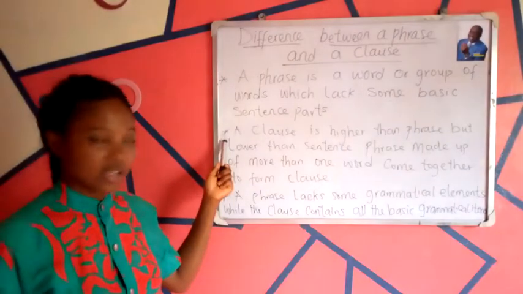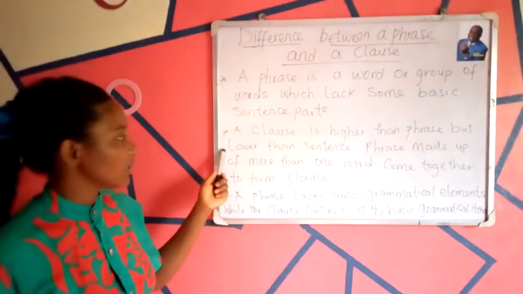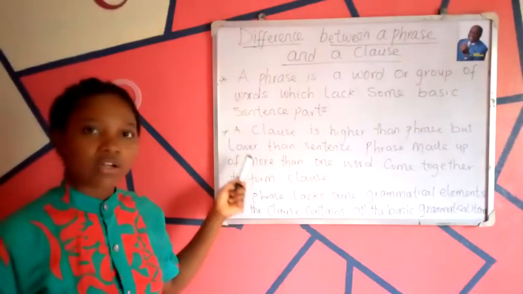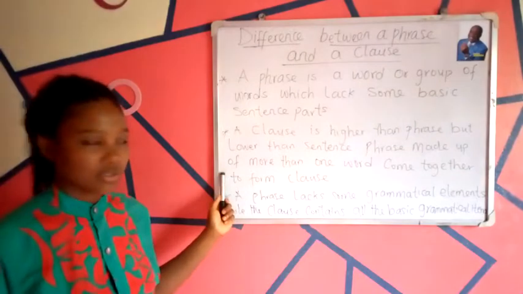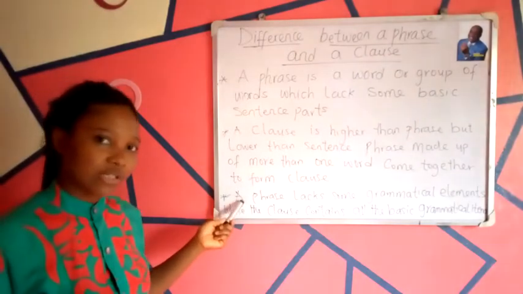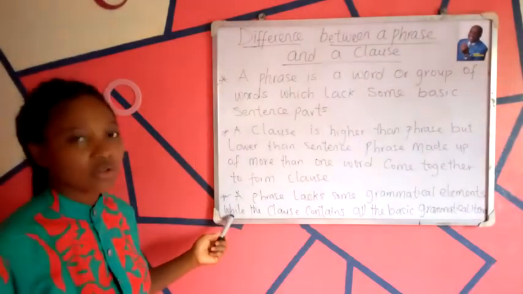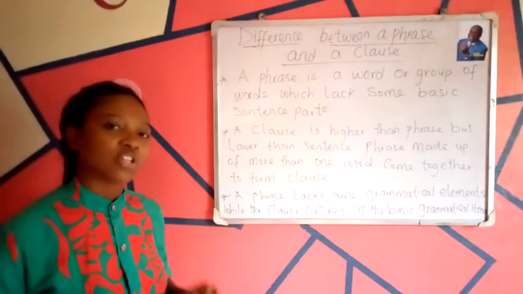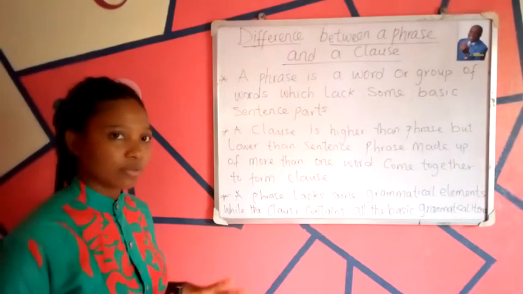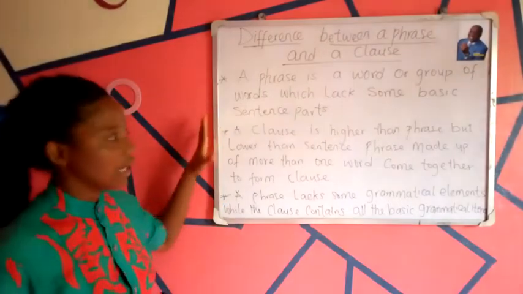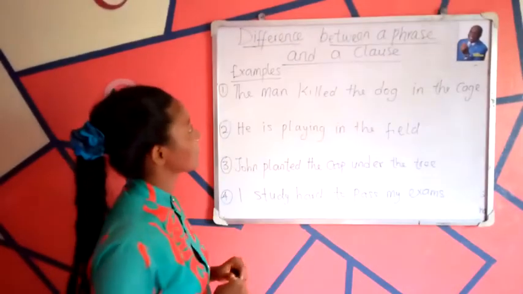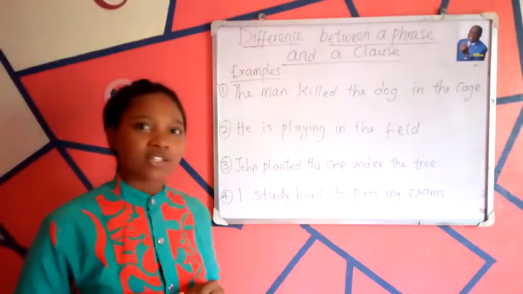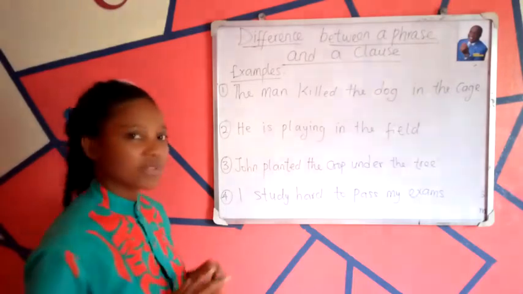A clause is higher than a phrase, but lower than a sentence. Phrases made up of more than one word come together to form a clause. A phrase lacks some grammatical elements, while the clause contains all the basic grammatical items. We shall be looking at some examples which will qualify our explanation. So let's look at some examples to explain our definition.